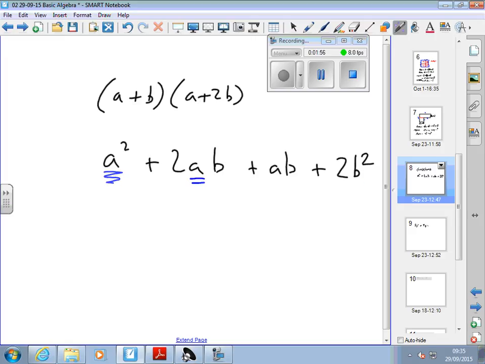Any other terms involving b squared? No. Any other terms involving ab? Yes. Okay, I've got 2 lots of ab plus another 1 lot of ab is 3 lots of ab. So I can simplify this to a squared plus 3ab plus 2b squared. And that's about as far as I can go with this example to simplify it.